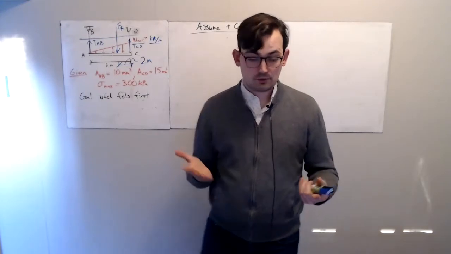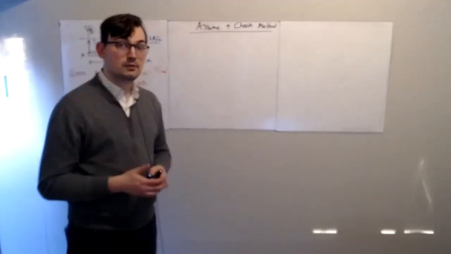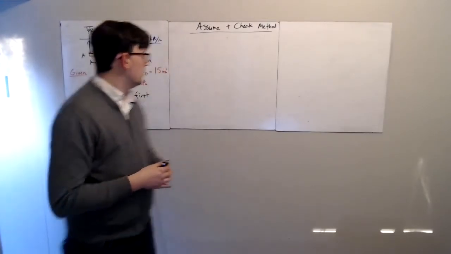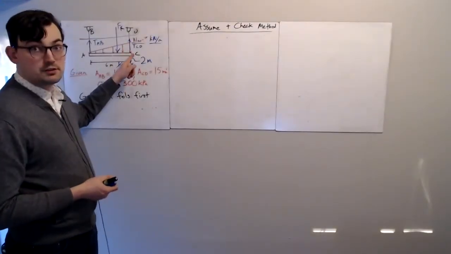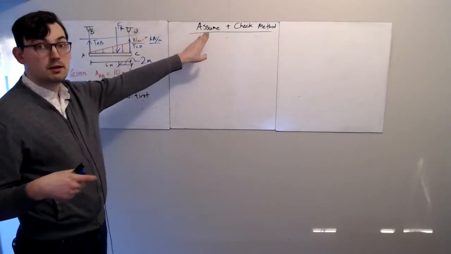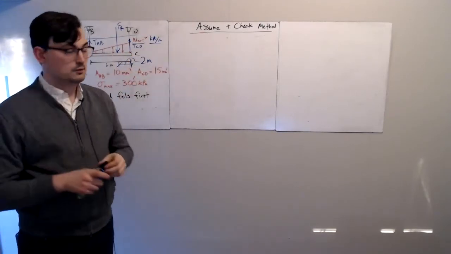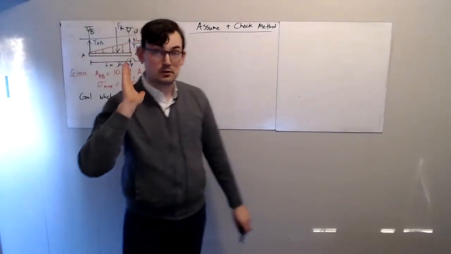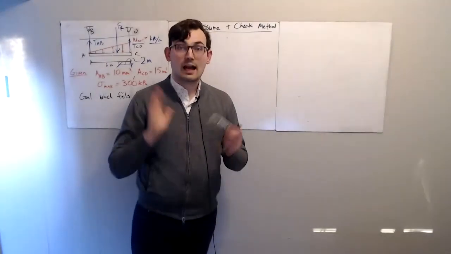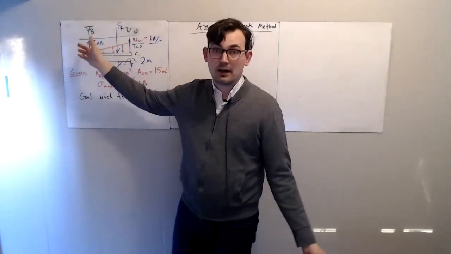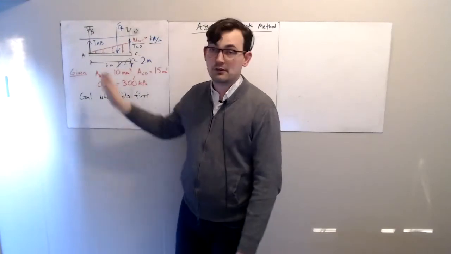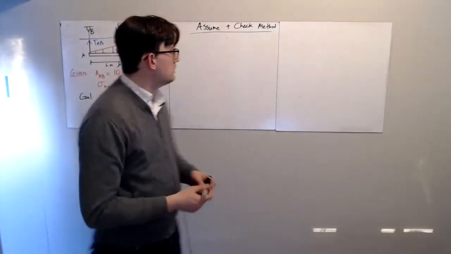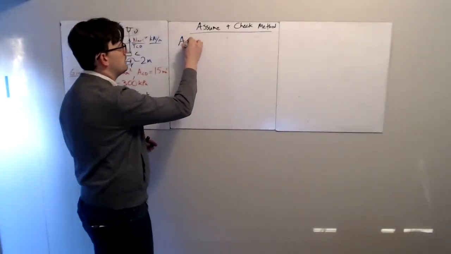So here's how I'm going to do it. I'm going to assume that one of these fails. Now, if you already watched the other example, you already know that this one's going to fail first. But I want to show that the assume and check method will work even if we guess wrong. So what I'm going to do is guess that TAB fails first. I know that this is wrong, so don't stop the video and stop listening to me. I know that's not going to be right. But I want to show you that even if you guess wrong initially, you can then pivot and find the right answer. So this is the assumption.